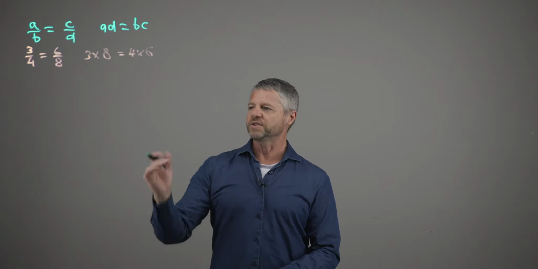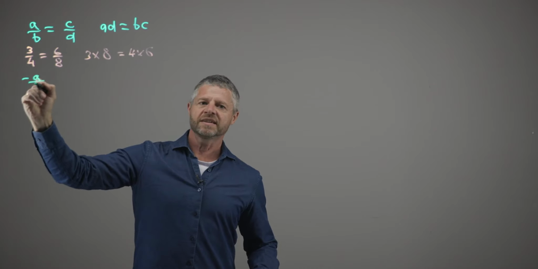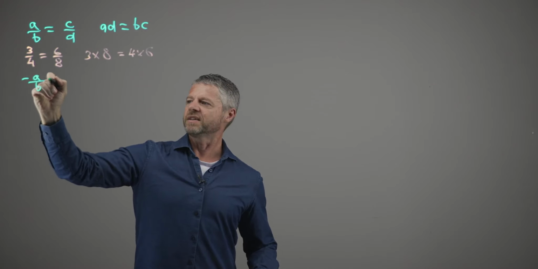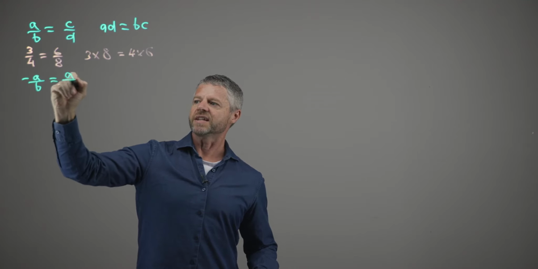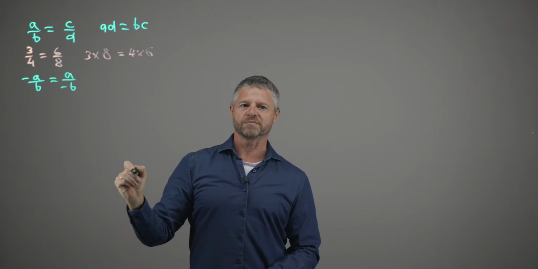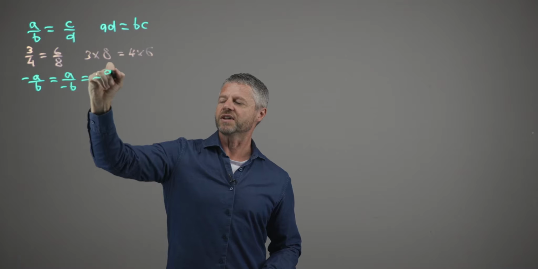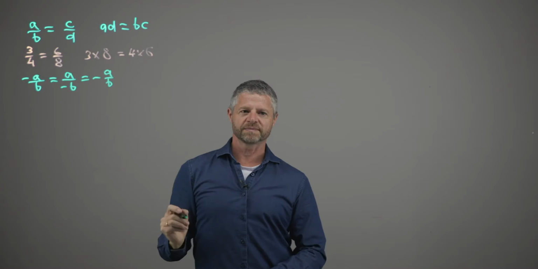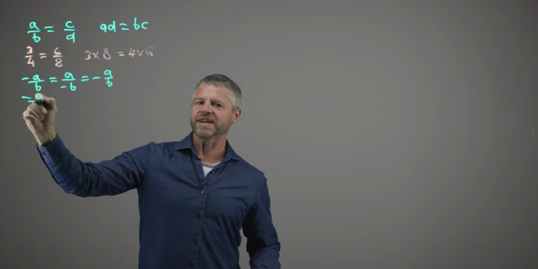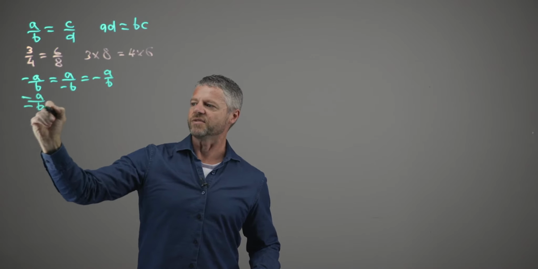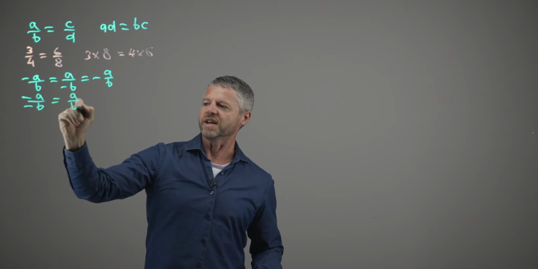Next, if we have two numbers a and b, and we take the negative of a and divide that by b, that's the same as if we take the positive of a and divide it by the negative of b, and both of those are equal to the negative of the fraction a over b. By contrast, if I take the negative of a and divide it by the negative of b, I get the positive of a over b.